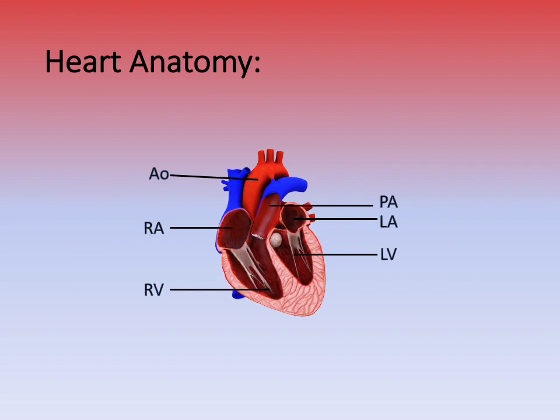You can see different chambers and walls of the heart, including right atrium, right ventricle, tricuspid valve, and blood flow from the right ventricle into the pulmonary artery.